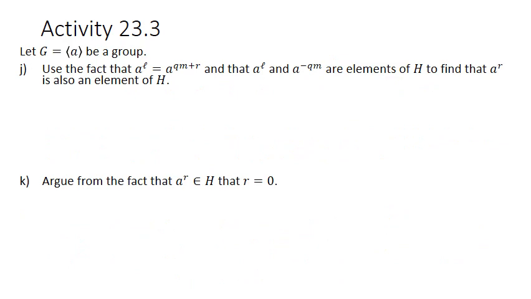So part J, use the fact that a to the L equals a to the qm plus r, and that a to the L and a to the negative qm are elements of H to find that a to the r is also an element of H. This is where I had to break it down a little more compared to what was in the book to make it a little easier. Okay, so the fact that a to the L is an element of H means that a to the qm plus r is also an element of H.